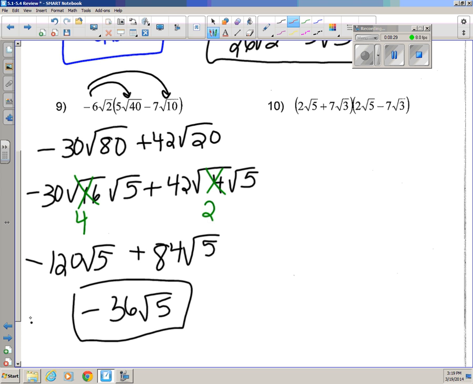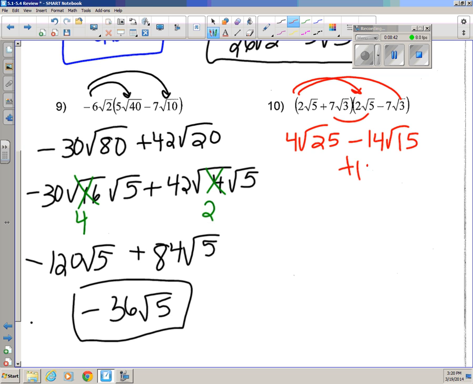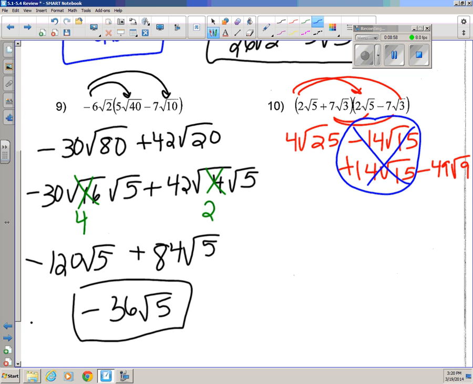Last but not least, distributive property. When I FOIL this out, I get 4 rad 25. Then I get minus 14 rad 15. Then I get plus 14 rad 15. And then I get minus 49 rad 9. Well, these guys are actually opposites. So these, negative 14, 15 plus 14, 15 is just 0.